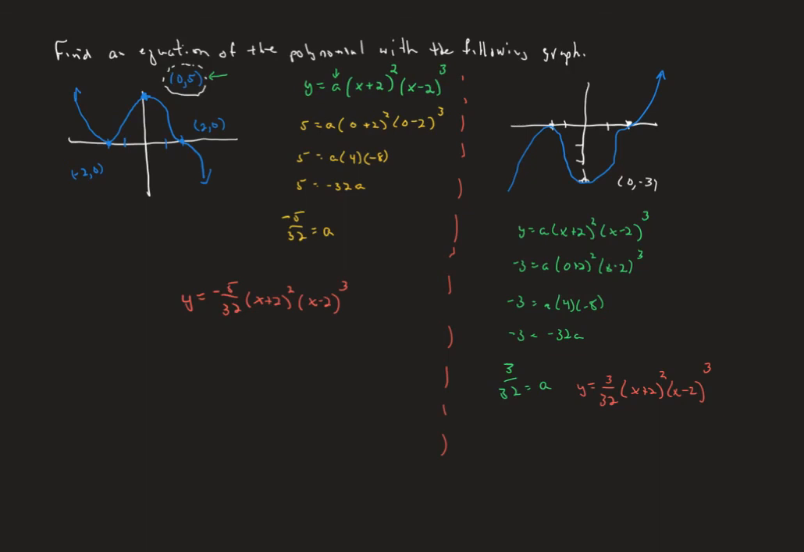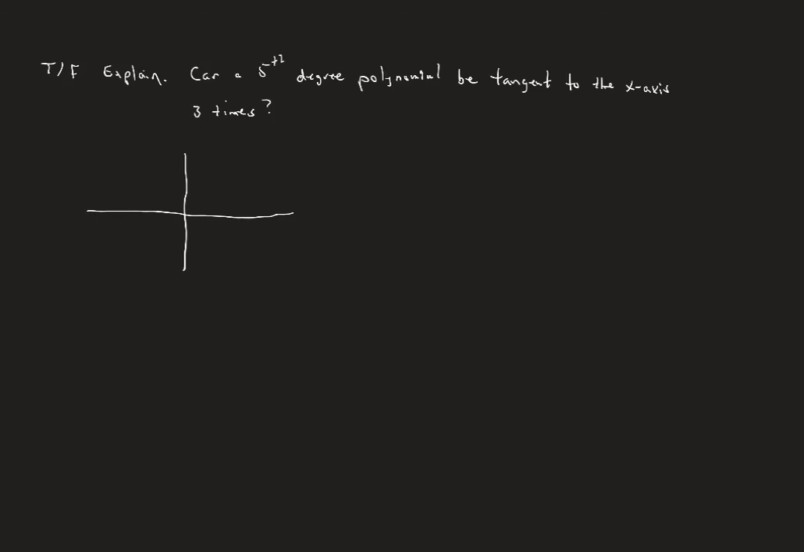All right, one last question. I'm going to give you another true-false question. True-false, can you explain? And so the question is, can a fifth-degree polynomial be tangent to the x-axis 3 times? So let's see if we can draw a picture to illustrate this. What we mean by tangent to the x-axis is that the curve is going to bounce. So tangent to the x-axis really means the curve is going to bounce off of the x-axis. So could we have a fifth-degree polynomial that bounced off the x-axis, say, 3 times?